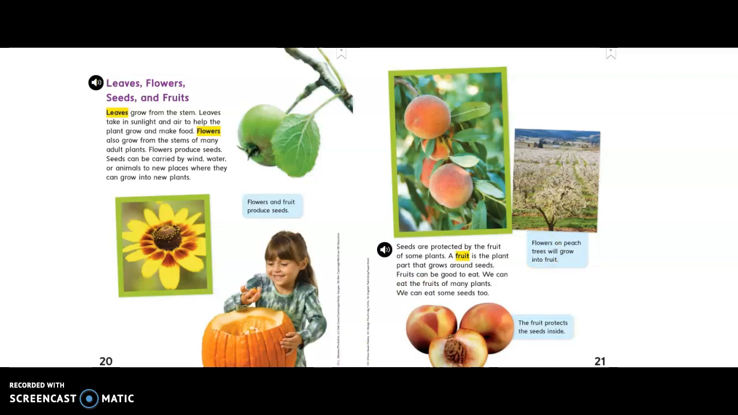A fruit is the plant part that grows around seeds. Fruits can be good to eat. We can eat the fruits of many plants. We can eat some seeds too.